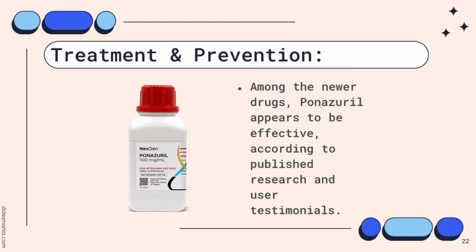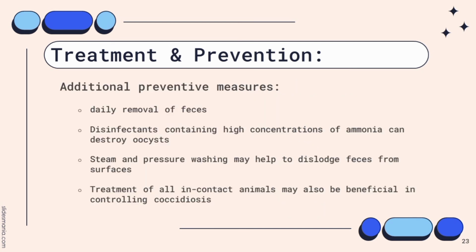For the additional preventive measures, there is the daily removal of feces, and disinfectants containing high concentrations of ammonia can destroy oocysts. Steam and pressure washing may help to dislodge feces from surfaces. And lastly, we have the treatment of all in-contact animals, which may also be beneficial in controlling coccidiosis.